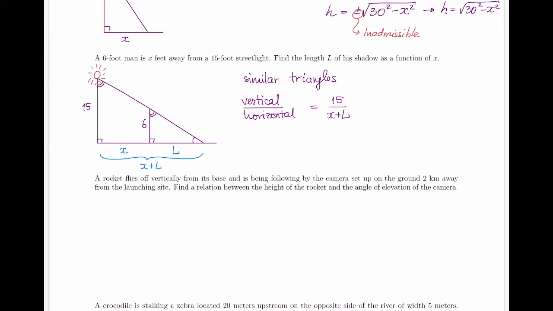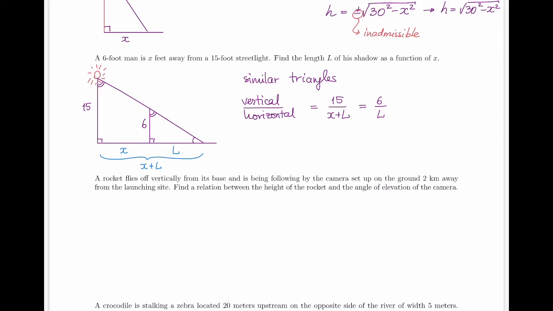Now I'm going to write down the exact same proportion for the small triangle, and because they're similar, these proportions have to be the same. You just have to make sure you keep the actual sides in the same way. So the vertical in the small triangle is 6, and the horizontal in the small triangle is L.